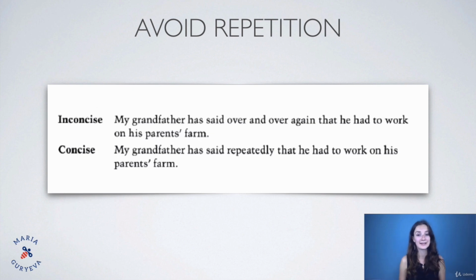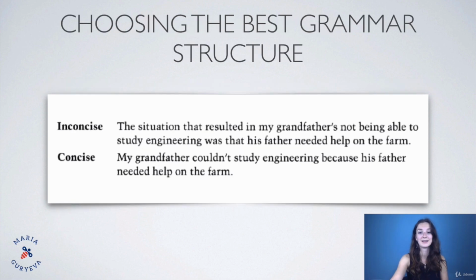Let's have a look at another example. "My grandfather has said over and over again that he had to work on his parents' farm." So "over and over again" is inconcise. We can easily say "repeatedly." "My grandfather has said repeatedly that he had to work on his parents' farm." So this way is concise, and of course, if there is a more concise way to say something, do that.